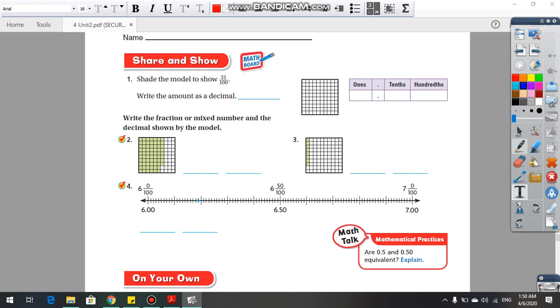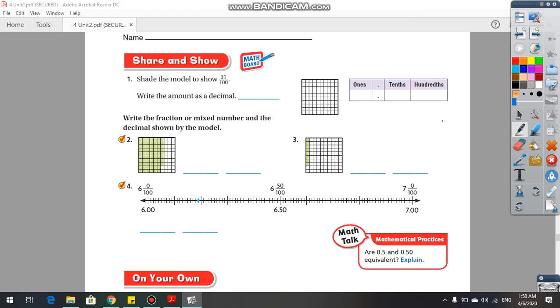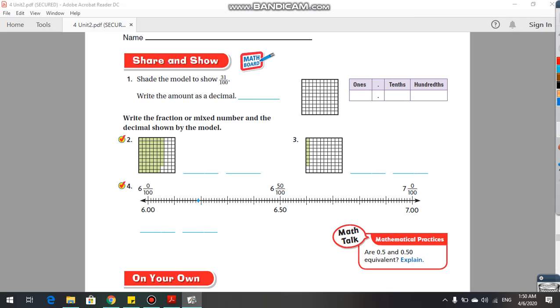Now guys, let's move on to the next page. Shade the model to show 31 hundredths. Okay guys, first I'm gonna look at the tens. The tens that I have is 3, so I'm gonna color 3 whole columns. Okay, 1, 2, and 3.